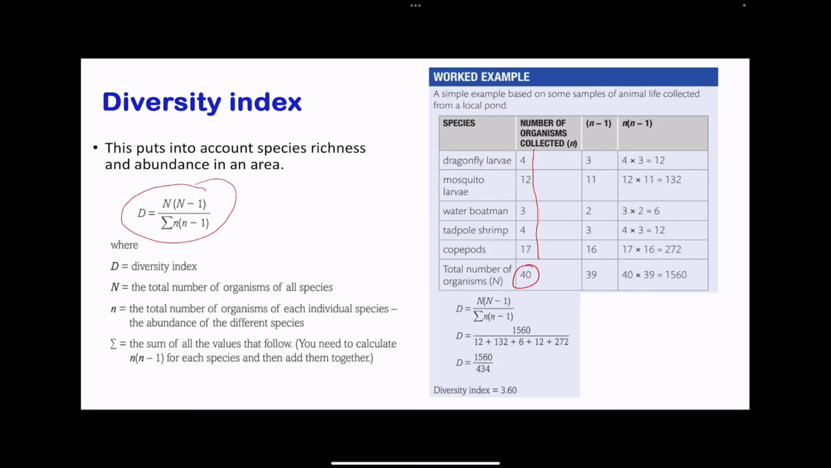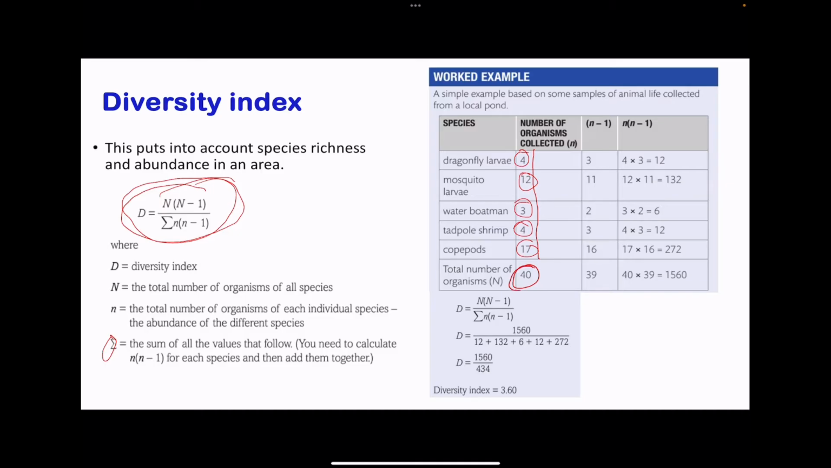For example, here we have 4, here we have 12, here we have 3, here we have 4, and that's 17. And then, of course, this means a summation sign, meaning add up everything. So in order to generate data that can be substituted into this equation to find the diversity index, I need to generate the specific components.